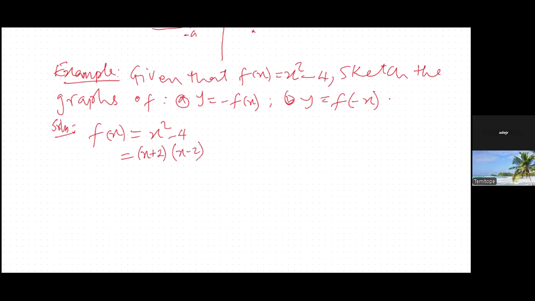Now, the x-intercept of this, what is the x-intercept? That's when y is 0. X-intercept.